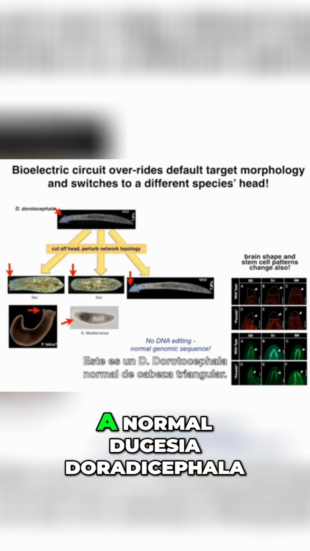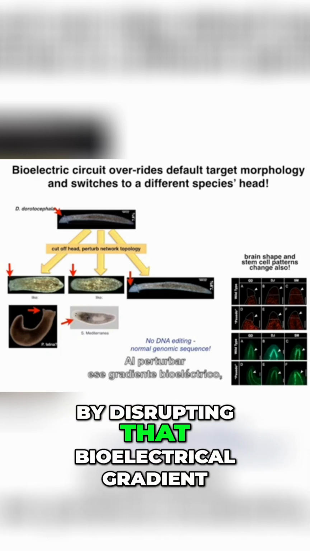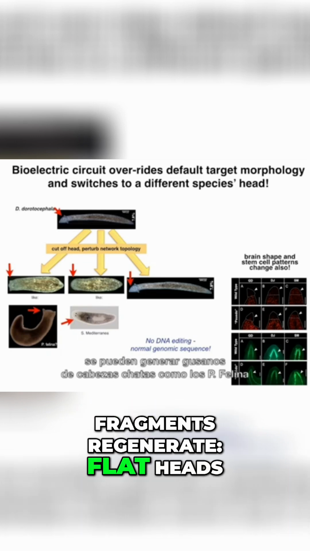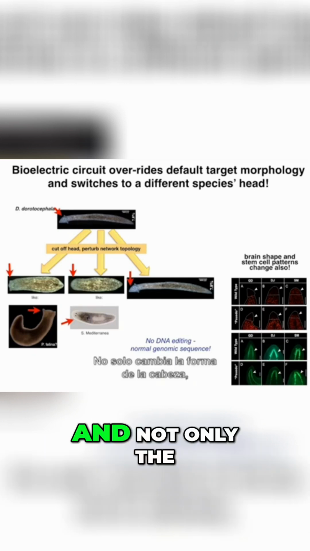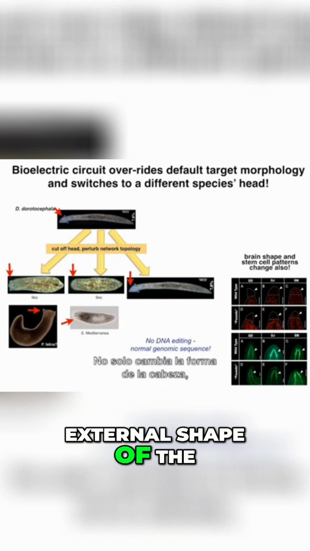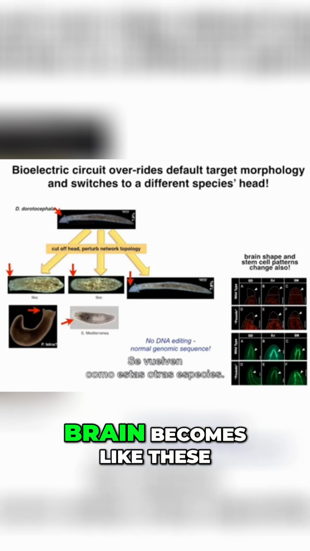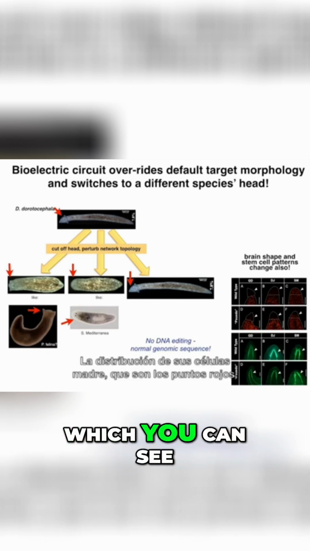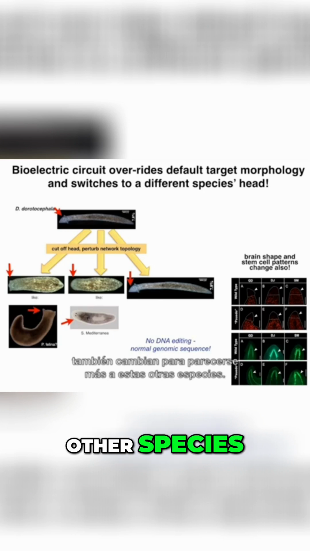So here you see a normal Dugesia dorotocephala with a nice triangular head. By disrupting that bioelectrical gradient, you can make their fragments regenerate flat heads like a Polycelis, or round heads like an S. mediterranea. And not only the external shape of the head changes, but also here in green that you can see the shape of the brain becomes like these other species, and the distribution of their stem cells, which you can see with the red dots, are also changed to be just like these other species.